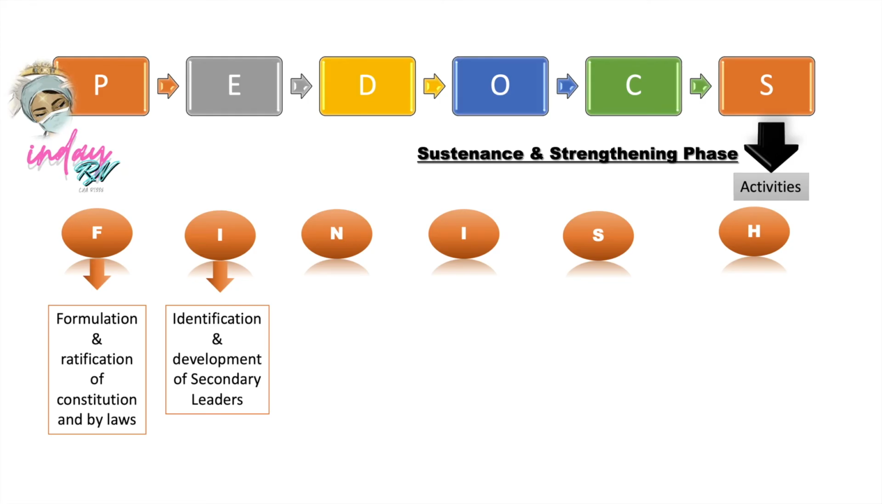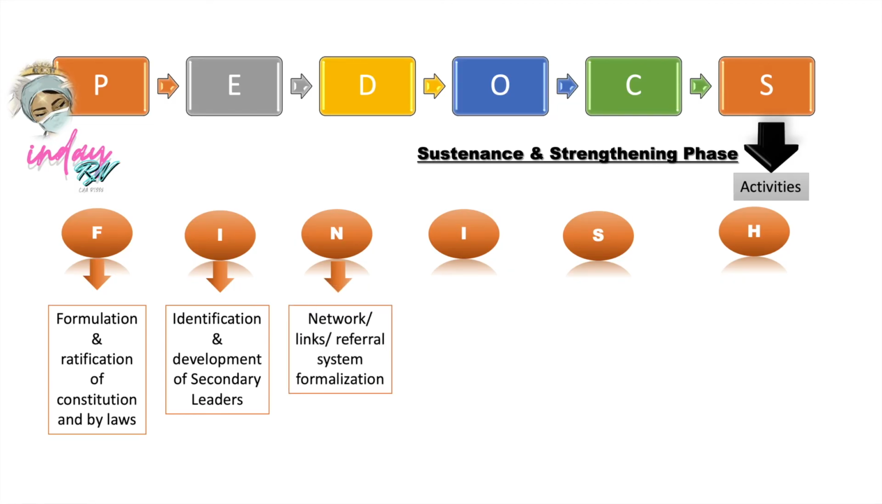I is identification and development of secondary leaders. Earlier, if you can remember, we trained the core group, okay, the leaders of the community. But in here, in the sustenance and strengthening phase, we are already developing the secondary leaders. It's not only the primary leaders, but we already have secondary leaders that can help the community leaders soon if the nurse will go out in that community. Because they're already strong enough, right? So, we need to have secondary leaders.